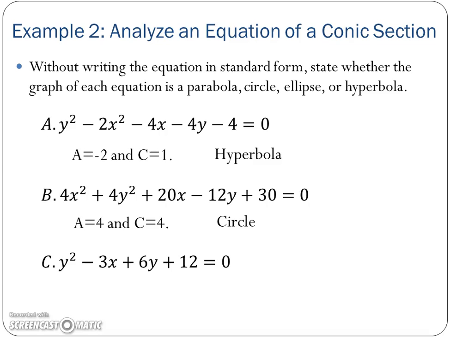Part c, c equals 1. There is no x squared term, so therefore a equals 0. Therefore the graph is a parabola.